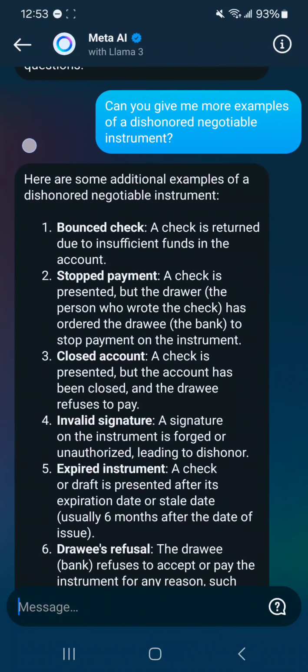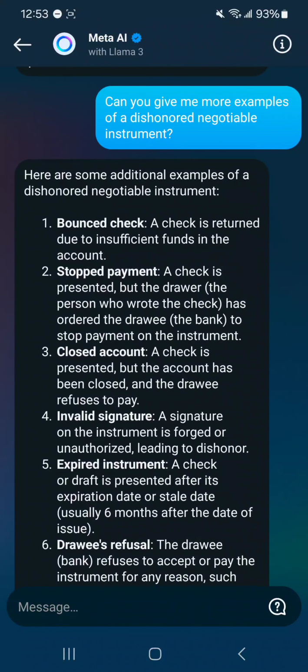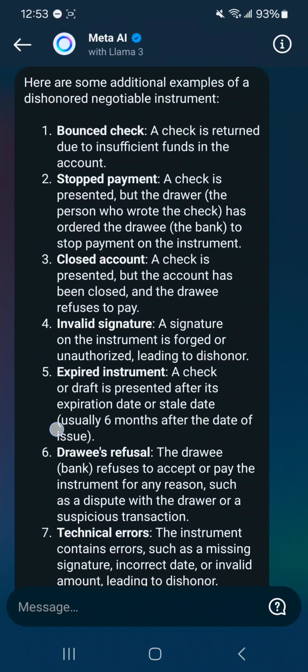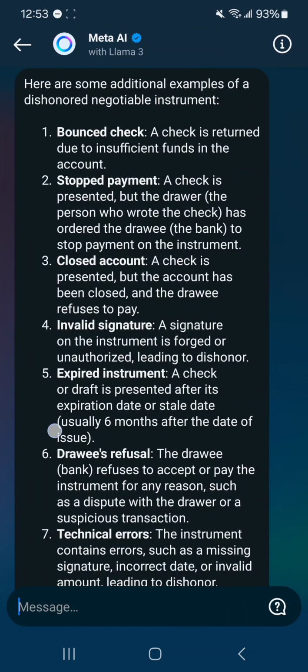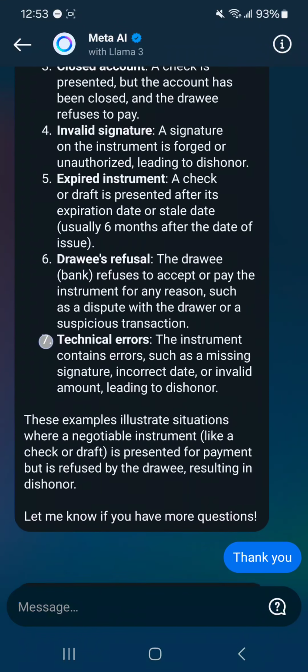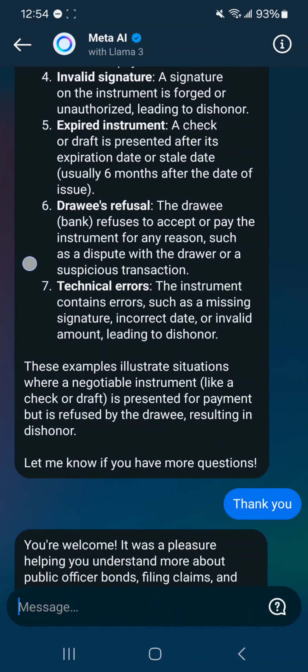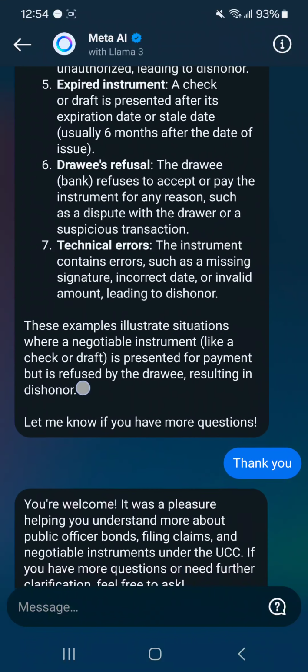Can you give me more examples of a dishonored negotiable instrument? Here are some additional examples of a dishonored negotiable instrument. Bounced check, insufficient funds, stop payment. We already covered that. Closed account, invalid signature. We saw that, I think it was in section 3-3 or 3-4. I think we saw the whole certification versus non-certification. We were talking about the medallion signature and how that actually certifies the endorsement. So that's number 4.